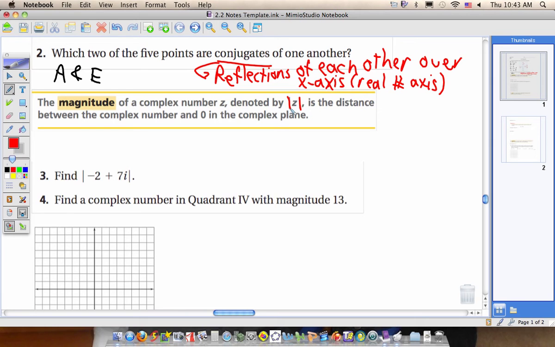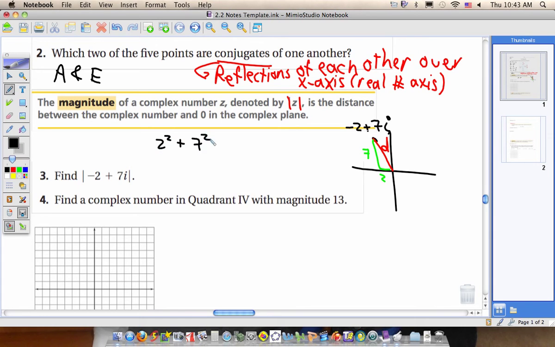So if we're asked to find the magnitude of -2 plus 7i, okay, I'll do a little sketch of it. So here's -2 plus 7i. I have to go left and up. Okay, so we want distance. That makes a nice little right triangle up here, side length 2, side length 7.